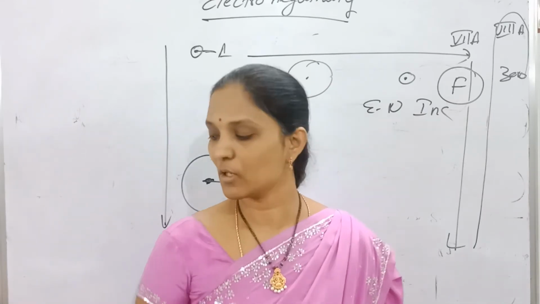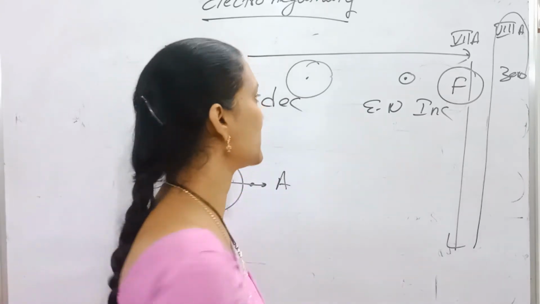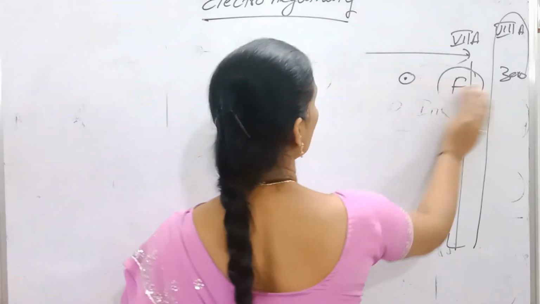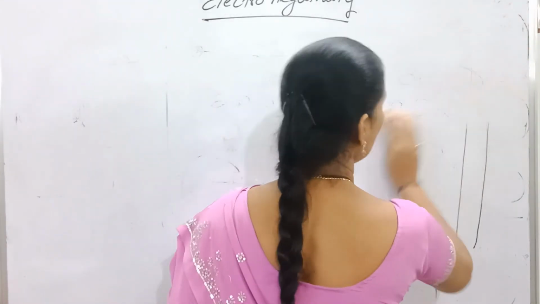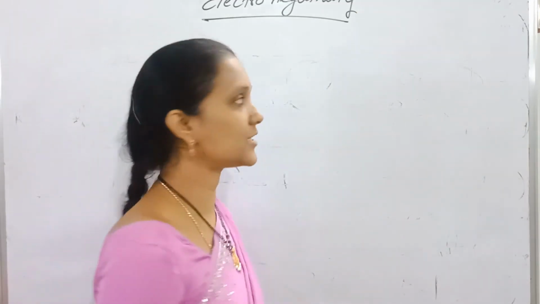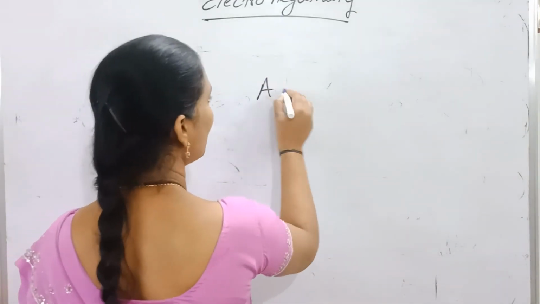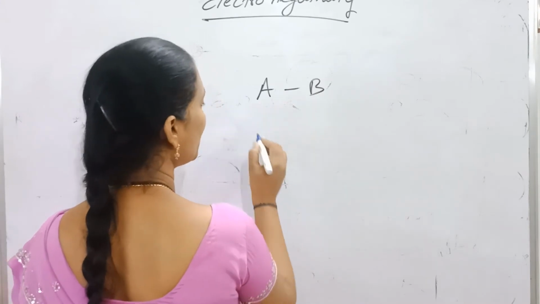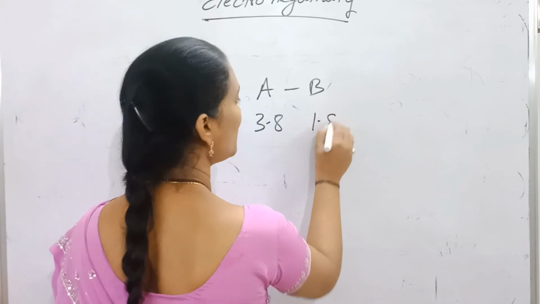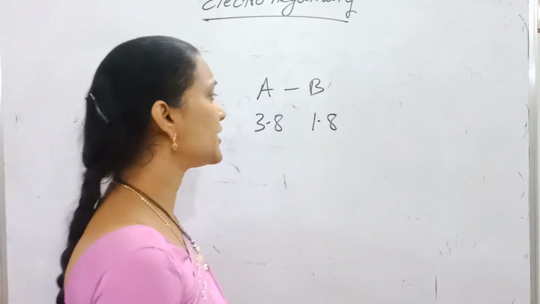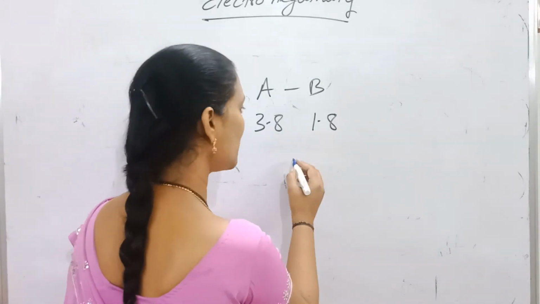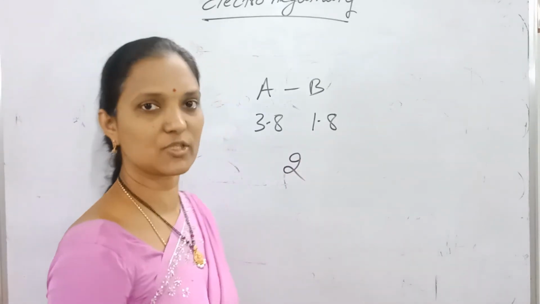Okay. So next, what are the applications of electronegativity? Using electronegativity, we can find the nature of a bond. So how to find the nature of a bond? Two elements are given, A and B. A's electronegativity is, for example, 3.8. B's electronegativity is 1.8. What is the difference between these two electronegativities? 3.8 minus 1.8 is 2. The difference is 2.